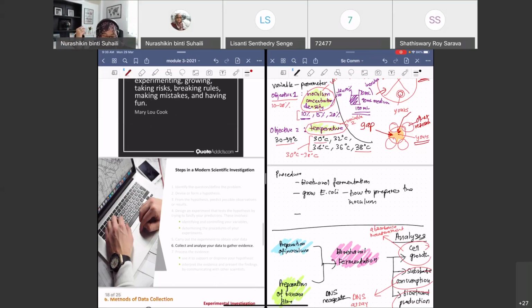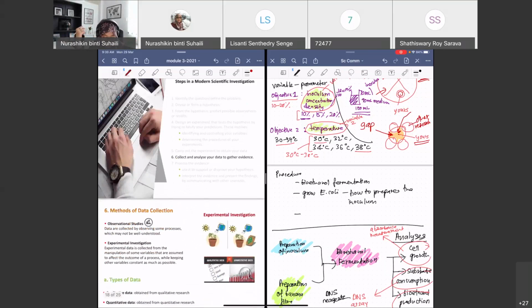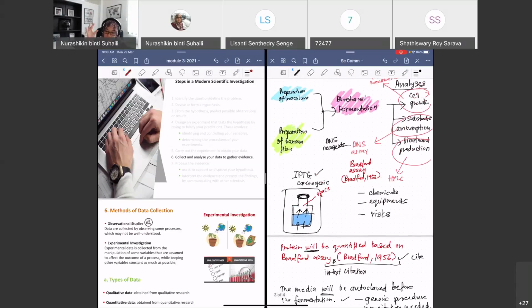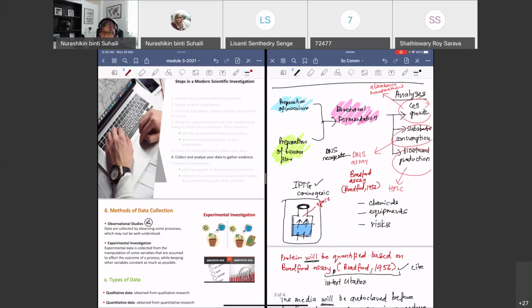So I like that. Okay, so the sixth step is to collect and analyze your data to gather evidence. Now when you do the experiments, like the bioethanol fermentation, it's not just about doing the fermentation without analyzing things. You have to collect and analyze your data. So that is where this step is. Bioethanol fermentation is a process, right? And it gives no meaning if you don't analyze it.